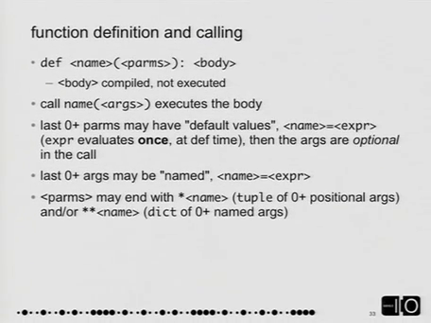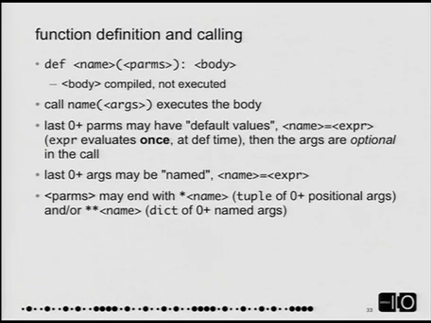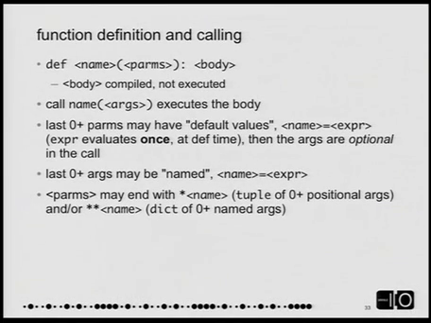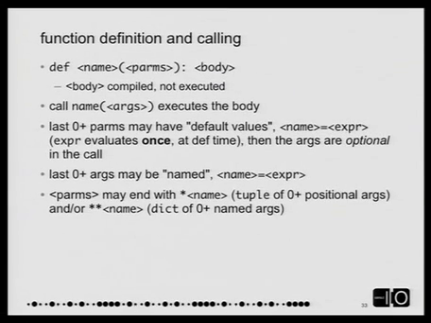Later, as in late, not necessarily after that in your program text, but later in time, you can call the function. The call syntax is simply name, open paren, arguments, close paren. Again, the parentheses are what makes a call. This is going to be familiar to any C or C++ programmer. If you just mention the name, you're mentioning the object. You could put the function object in a list or something. If you want to call it, you have to have parentheses there.